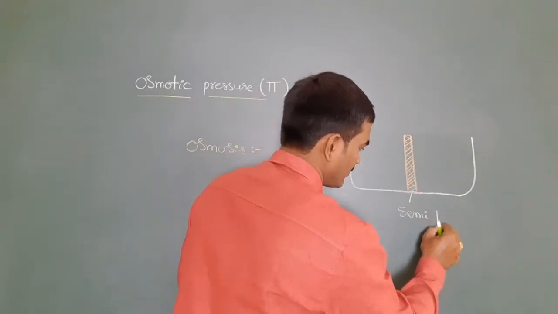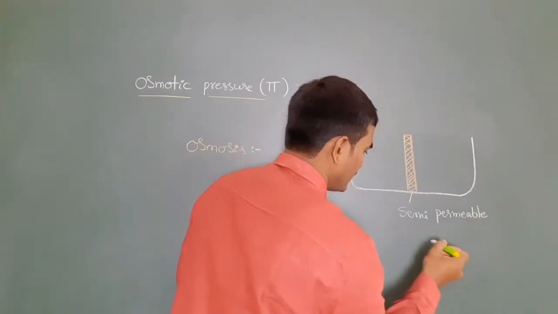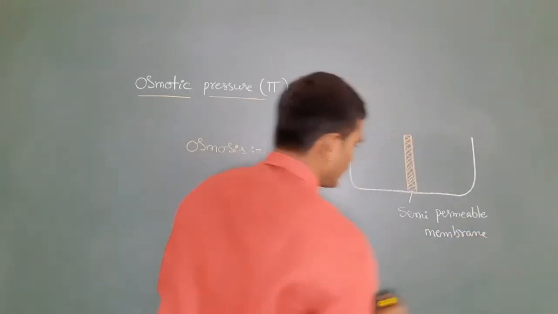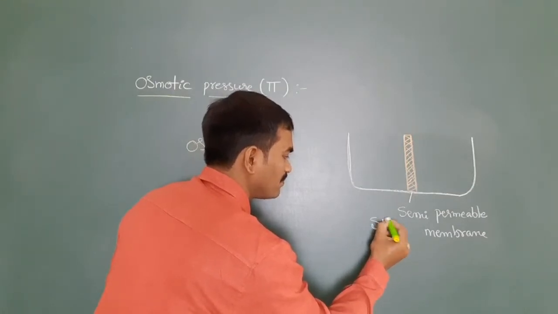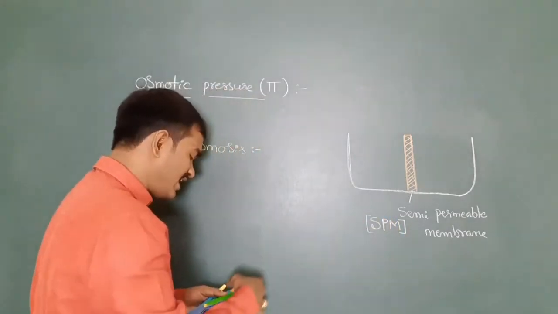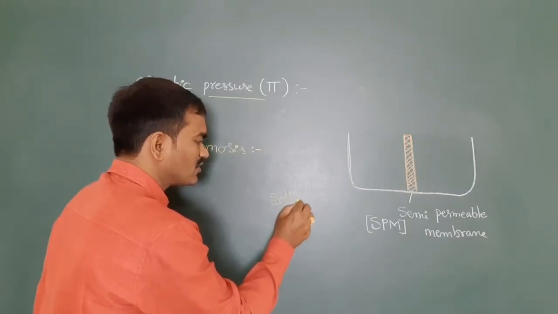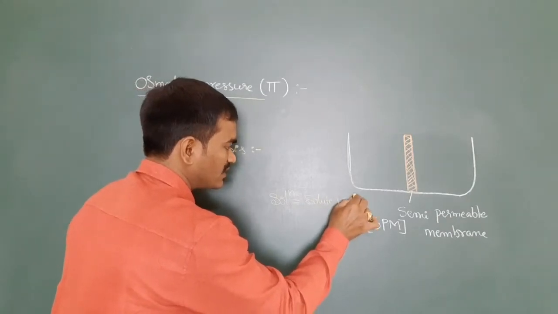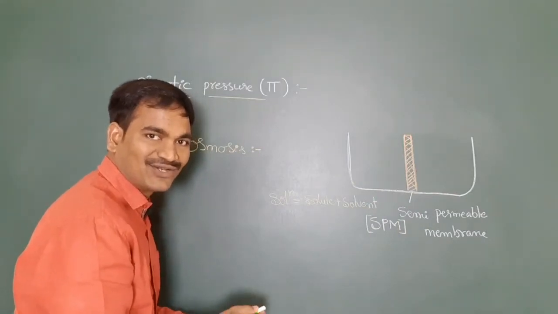Here you can take semi-permeable membrane, which we can simply represent as SPM. What is the speciality of this? First, you take a solution. Solution means what? Solute plus solvent. You know very well, generally we are talking about binary solutions.